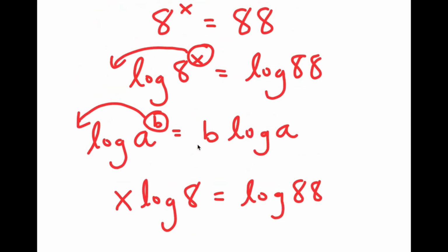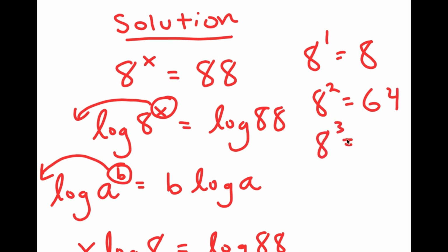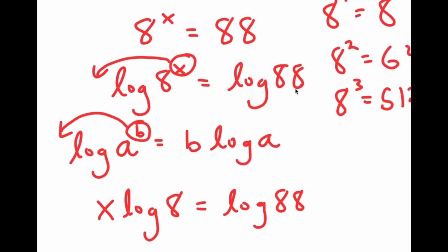And the reason this property is so useful is because before, x was an exponent. And for our equation, if x is 1, I get 8. If x is 2, I get 64. And if x is 3, I get 64 times 8, which is 512. And we want to find what value of x results in 88, which is somewhere in between 2 and 3, but we don't know exactly where because it's going to be a decimal.